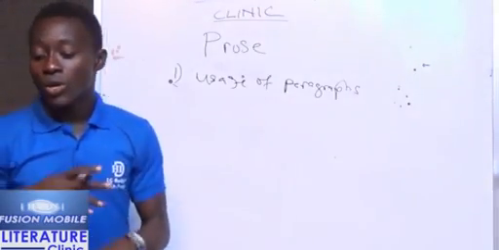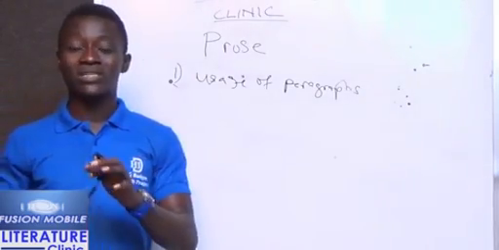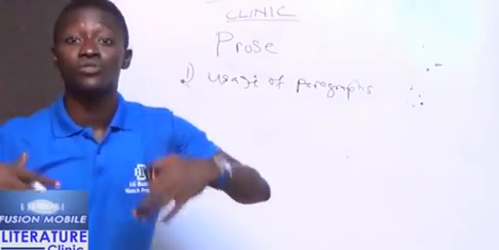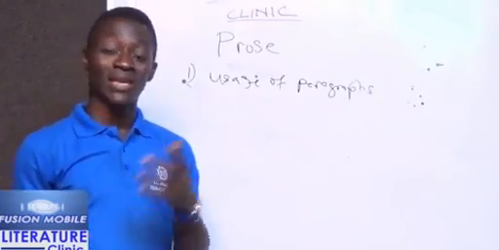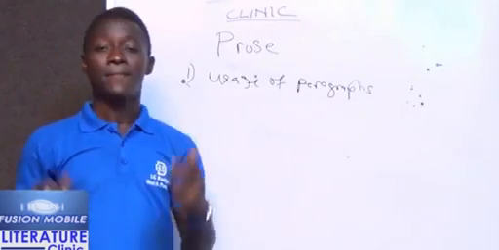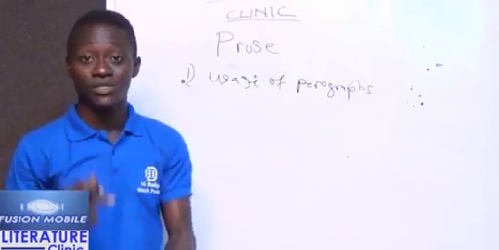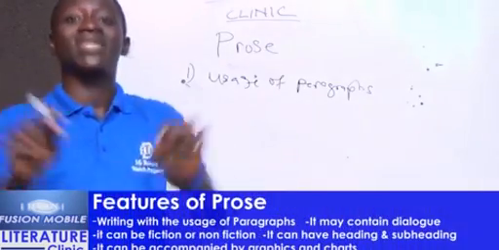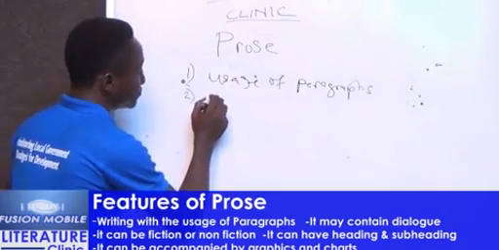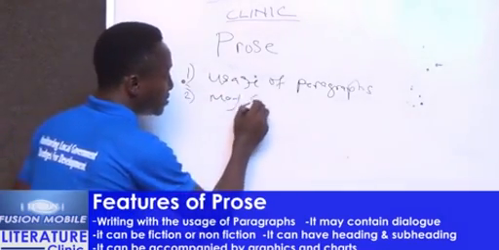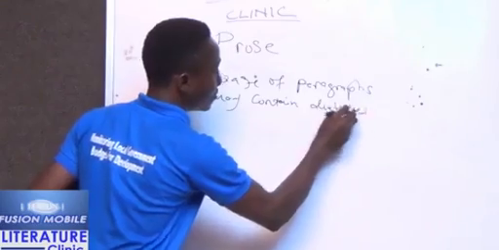Number 2, it may contain dialogue too. We know that as a prose, the words are free, they just run through most of the time, but that doesn't mean that it can't contain dialogue. It's just that the form of dialogue, unlike drama, we'll still come to that, is not systematically arranged. The dialogue can come between lines, so it may contain dialogues. That's number 2.